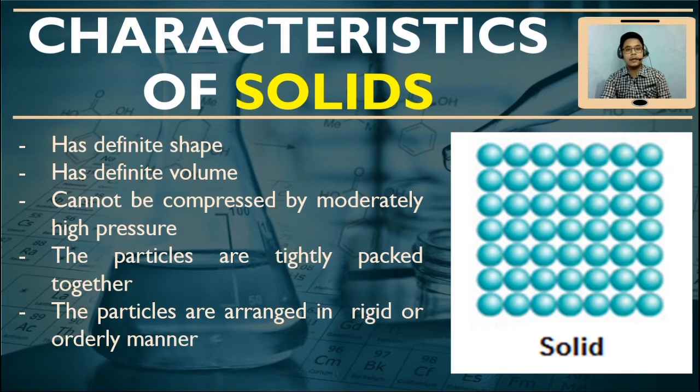And the last characteristic of solids is that they are said to have a high density. Density talks about how compacted the molecules of a specific material or substance are. So these are the characteristics of solids.